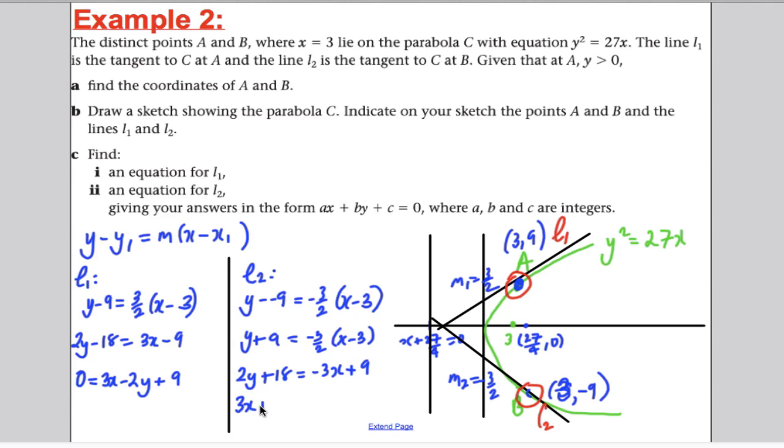I would get 3x plus 2y plus 9 is equal to 0. And I found the equation of L1 and L2, and it's the form requested. And I'm done.